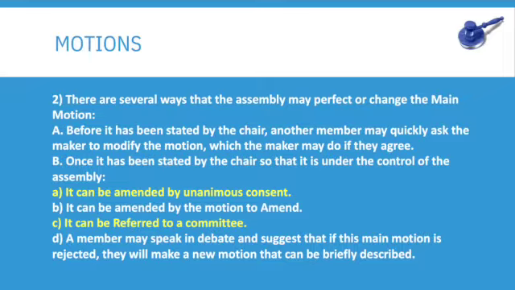You can perfect it by amending it by unanimous consent. You can amend by the motion to amend, and we'll talk about all these. You can then refer it to a committee to get the motion correct a little bit more. And then you may go into debate and suggest that if this main motion is rejected, they will make a new motion that can be briefly described. So there are certain ways that you can make sure your call to action is correct and it can be followed.